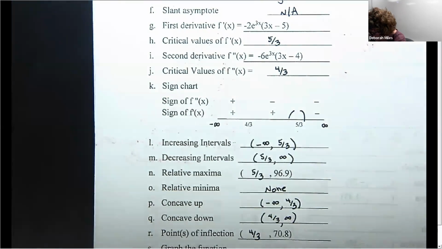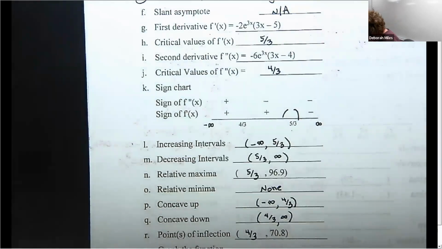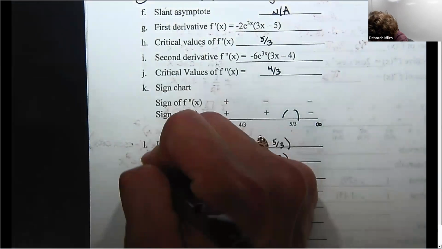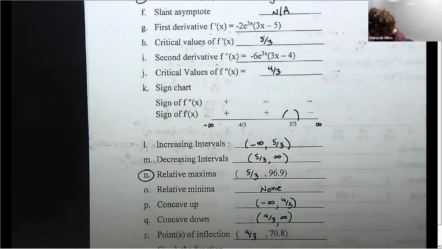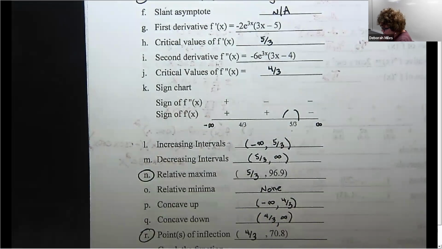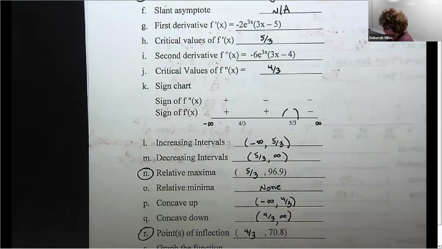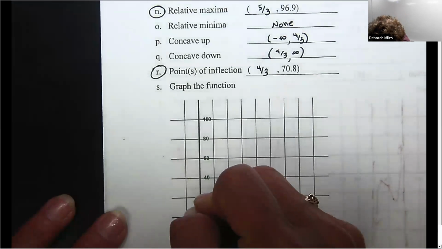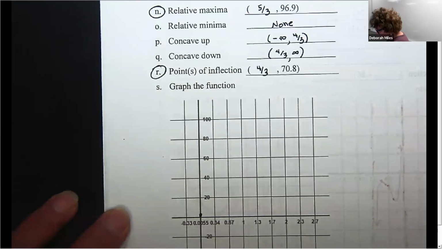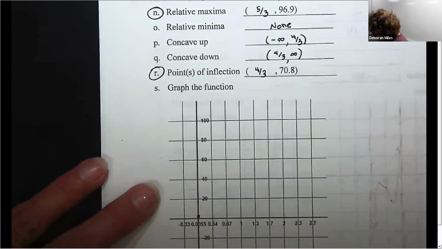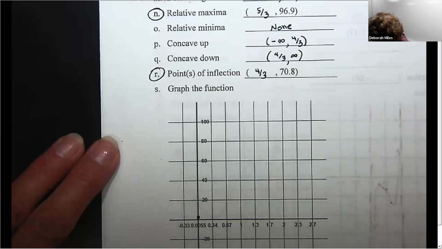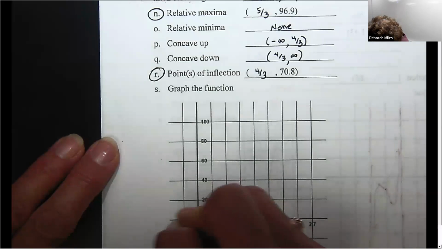B does. E's a horizontal asymptote. N is a relative max, and R is a point of inflection. So let's graph those things first. 0, 2 is the y-intercept. You're counting by 20. That's going to be darn close to the x-axis.